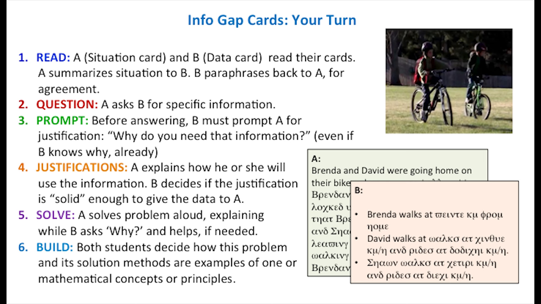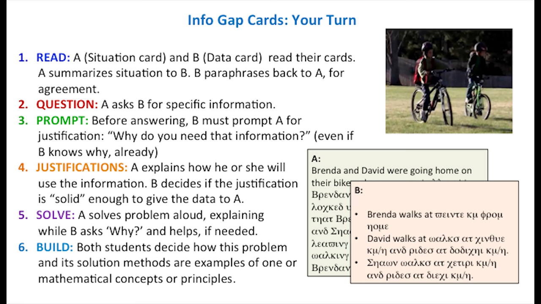Then A can ask B for specific information. You can't just say, what's the answer? Before answering, B must prompt A for justification. Why do you need that information? Even if B knows that already, we're trying to get some more language out. I know that's a little less authentic if B already knows, but we're still trying to get more out into the conversation.